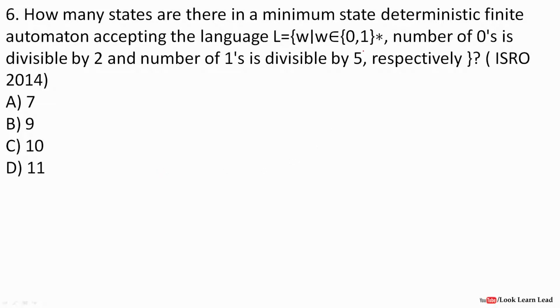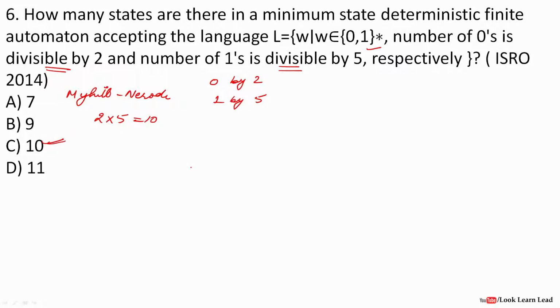So we have to accept this language. The number of 0s is divisible by 2, and the number of 1s is divisible by 5. So it can be that the number of 0s is divisible by 2 and the number of 1s is divisible by 5. By the Myhill-Nerode theorem, you should learn this theorem also, you can conclude it would be around 2 into 5 states, that is 10 states. So the answer would be 10.